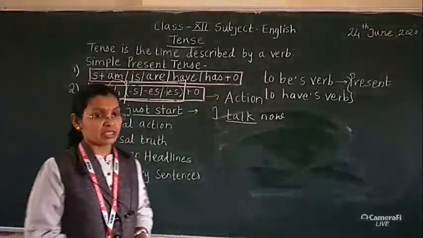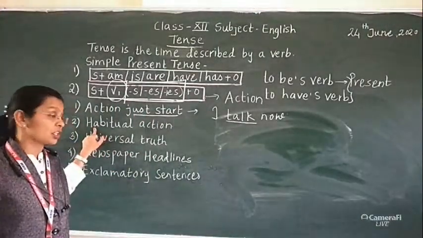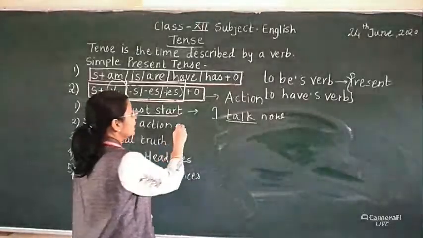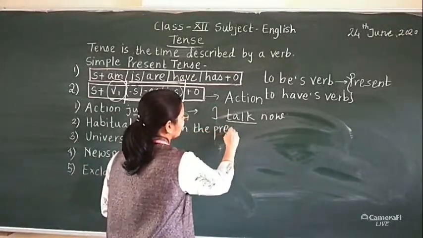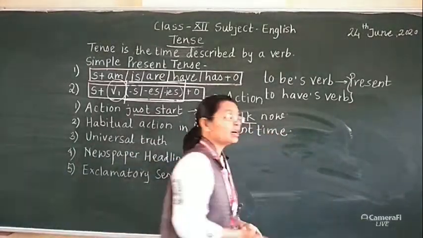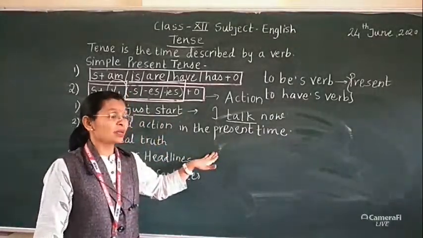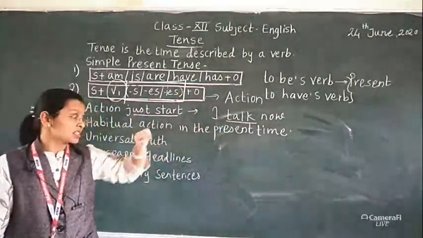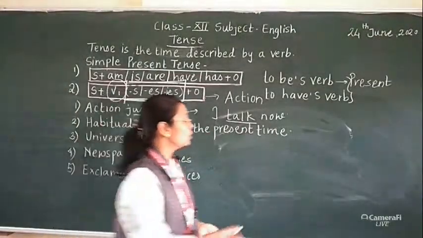The second use of simple present tense is habitual action. But that habitual action in the present time is very important. What is important? That habitual action should be present in the present time. If the habitual action is in the past time, that means we use the simple past tense. But here, it is a habitual action in the present time. So how can we say?